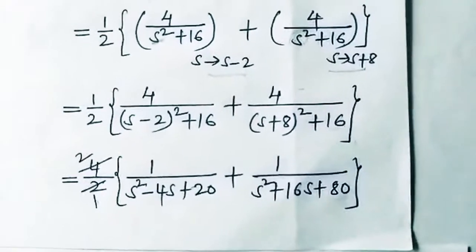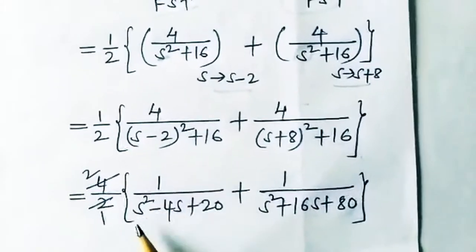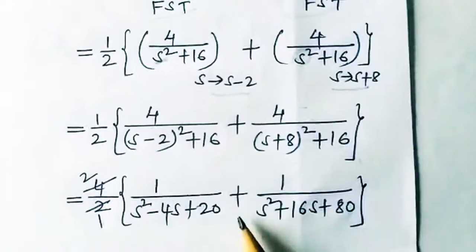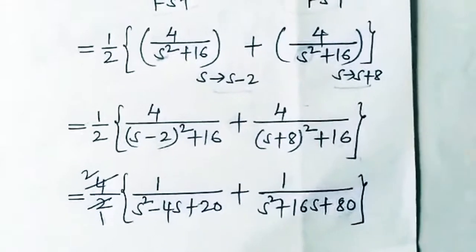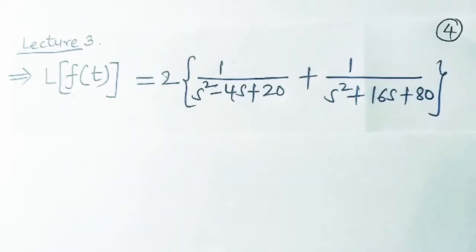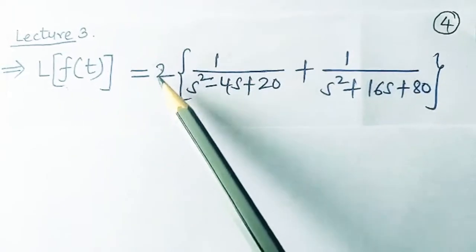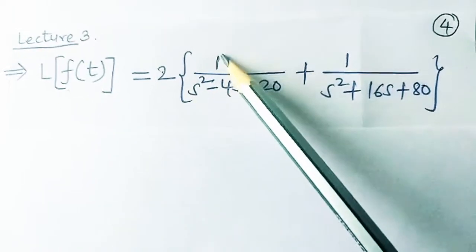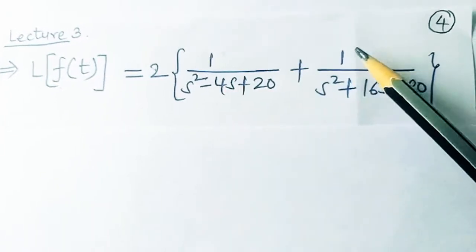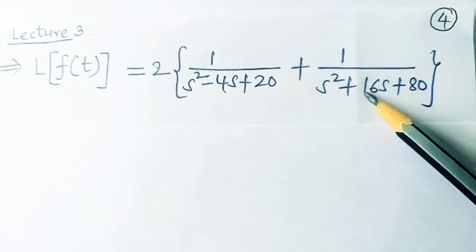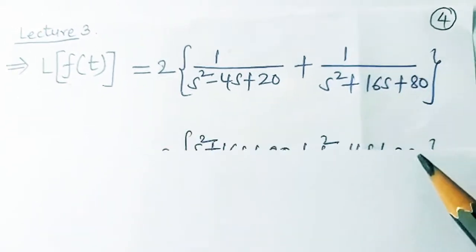We will come across this particular step as 4 by 2, which is 2, 1 divided by s square minus 4s plus 20, plus 1 divided by s square plus 16s plus 80. So here Laplace of f of t, that is after 4 divided by 2, that is 2, 1 divided by s square minus 4s plus 20, and the second term is 1 divided by s square plus 16s plus 80. So the rest is algebraic simplification.